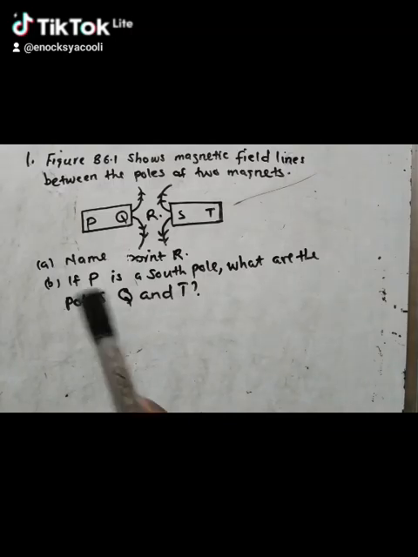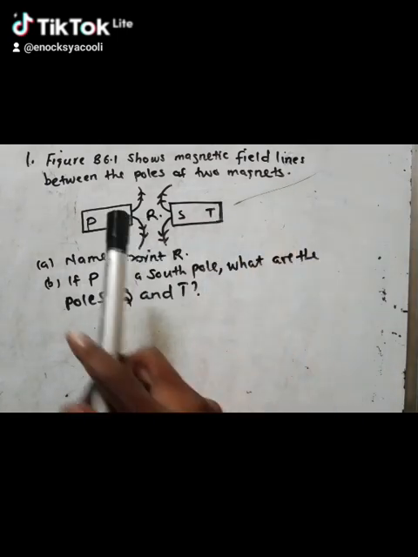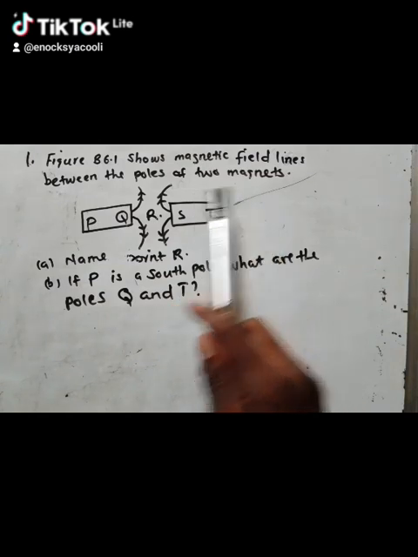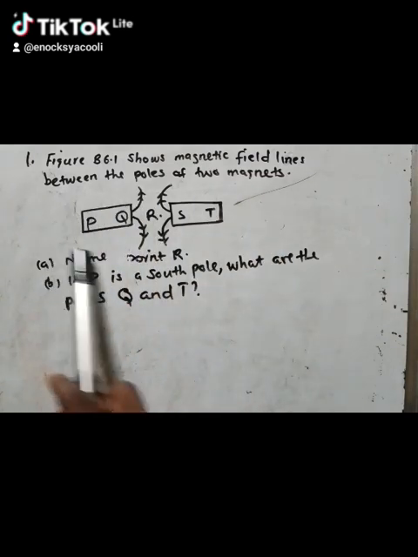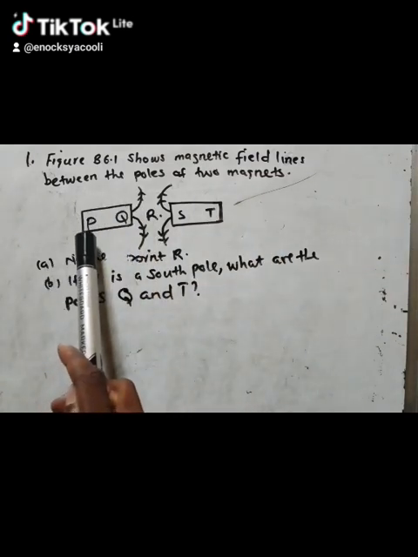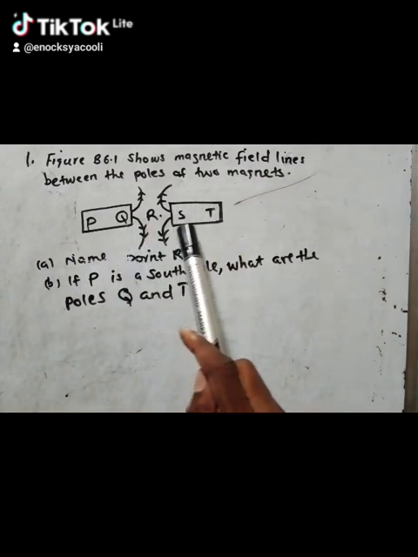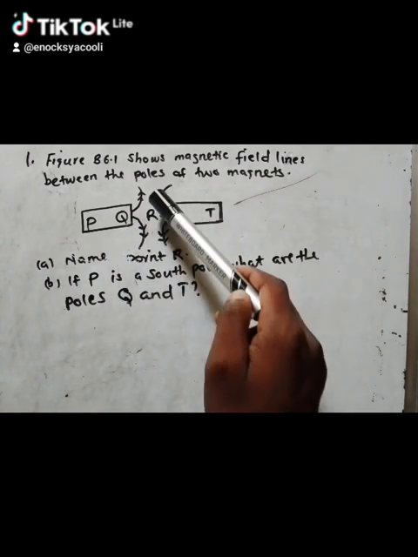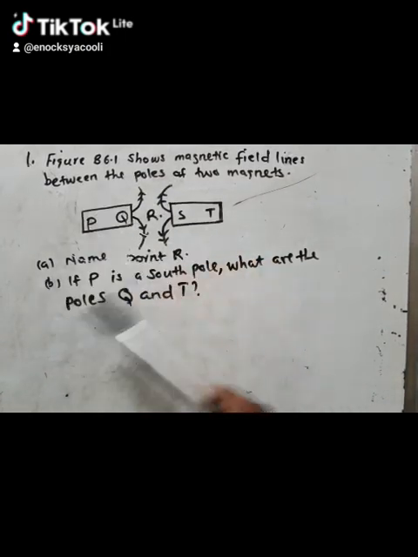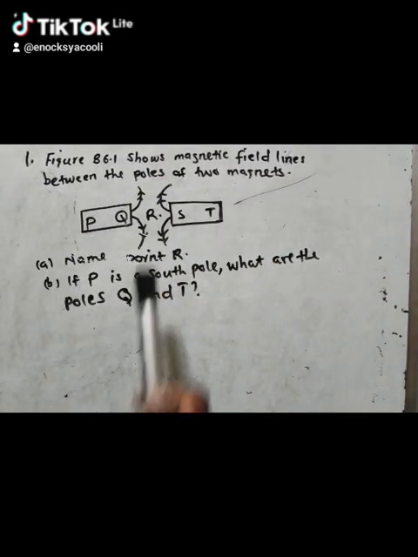Today we are going to look at magnetism, and the question says figure B6.1 shows the magnetic field lines between the poles of two magnets. We have the first magnet here which has poles P and Q. Then we also have another magnet which has poles S and T. Then we have a rotor which is in between the two magnets. And as we can see, these magnets are repelling each other.